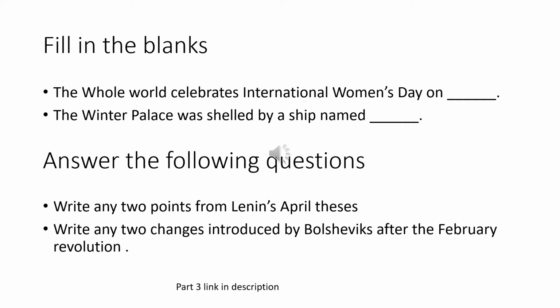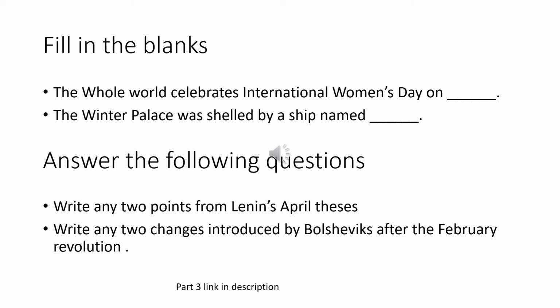Answer the following questions. Write any 2 points from Lenin's April thesis. Lenin decided to withdraw from the First World War. He decided to give land to peasants. He decided to nationalize banks. These were April theses of Lenin.